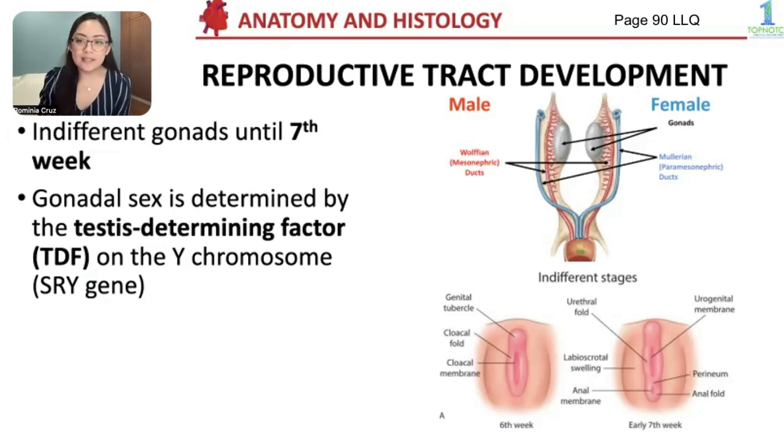And this is due to the testis determining factor, or your TDF. TDF, which is found on the SRY gene on the short arm of your Y chromosome. So again, that's your testis determining factor on the SRY gene on the short arm of the Y chromosome.